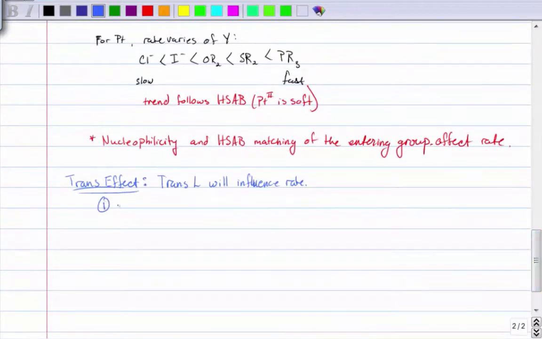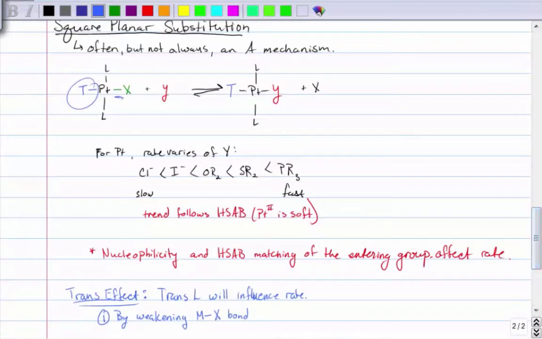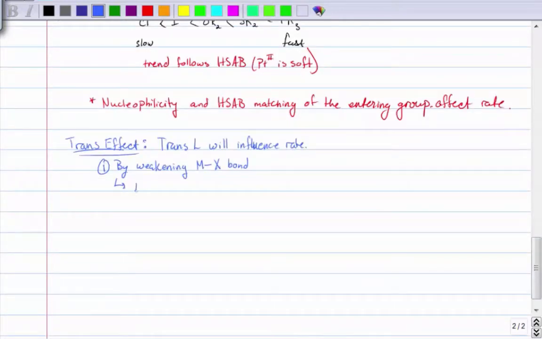The first is that the trans ligand will speed up the reaction by weakening the metal-ligand bond. So I'm going to call it the M-X bond. So I'm talking about this bond here. It follows that trans ligands that are strong sigma donors will weaken the metal-X bond, and they make the rate faster.